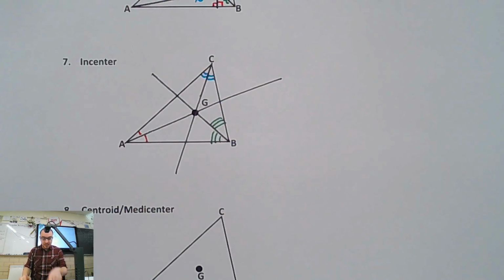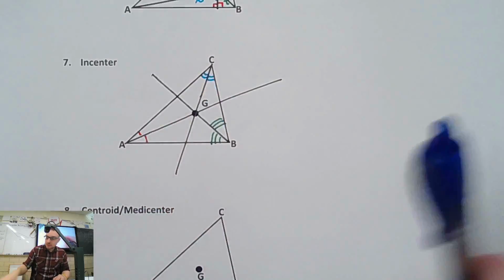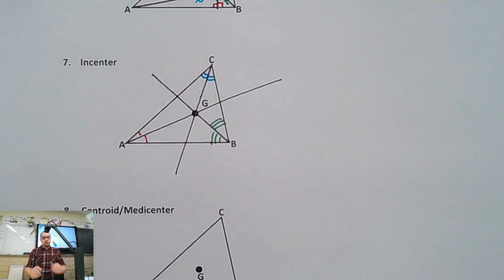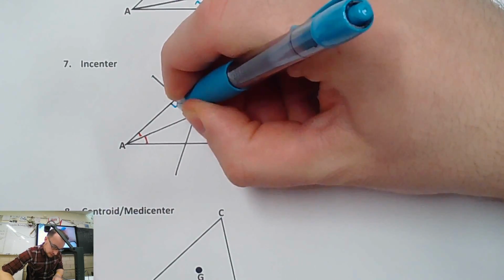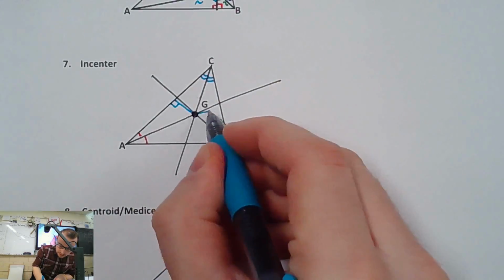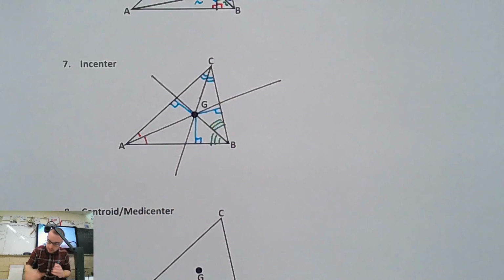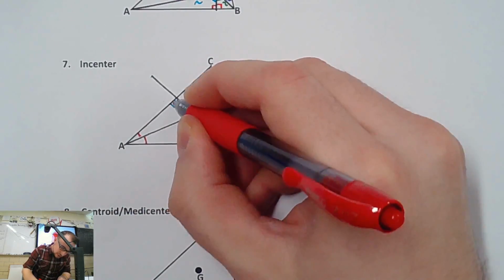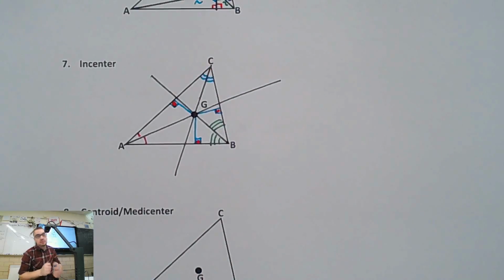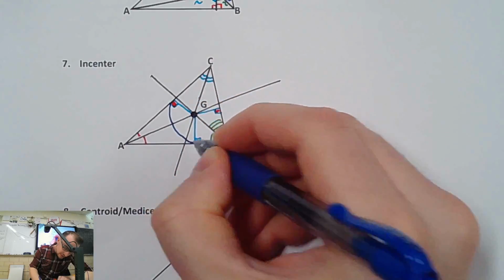And if G is the in-center, there should be an inside circle, right? Inscribed circle. Now, let's draw our radii first. Remember, when we go to the sides of the triangle, it'll always be the same distance, right? And we measure distance perpendicularly. So there's a perpendicular, there's a perpendicular, and then this one's perpendicular like that. So all of those will be radii. Remember, we measure to the side of the triangle perpendicularly. And then we've got this.